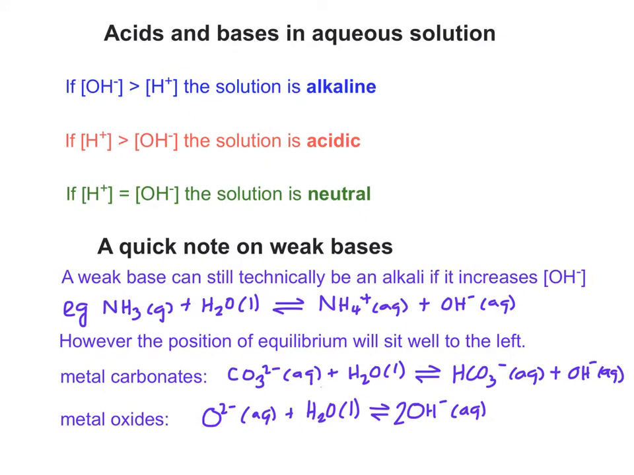And it's exactly the same for metal carbonates and metal oxides, two other examples of weak bases that you come across in your first year. So the idea throughout is that we're treating them as things that could possibly produce OH- in aqueous solution. But the important thing to remember is that the equilibrium sits well to the left in all of these ionic equations.